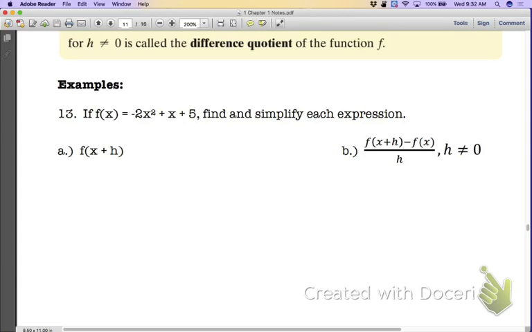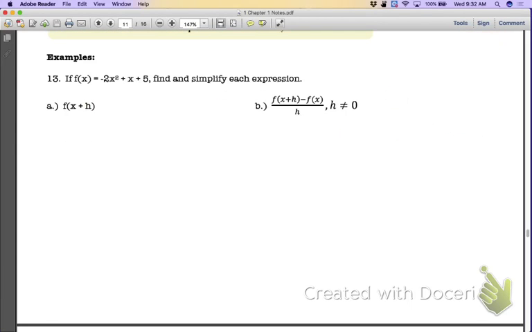So if we have f of x plus h, I'm just going to plug it in. All I'm going to do is every time there is an x, instead of it being x, it's going to be x plus h. Same idea, if it was a 6, you would plug in 6 and you would go from there. Whereas here we actually have, and I'm just going to extend it, negative 2 times x plus h, quantity squared, plus x plus h, plus 5.